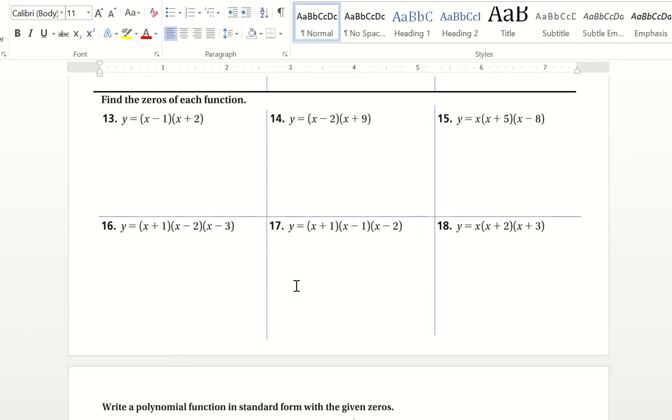Well, people, look at these 6 problems. They're already factored. All of these are already in factored form. You should be able to figure out these answers in one step immediately because they're already factored. So again, if you know the factors, you know the zeros.